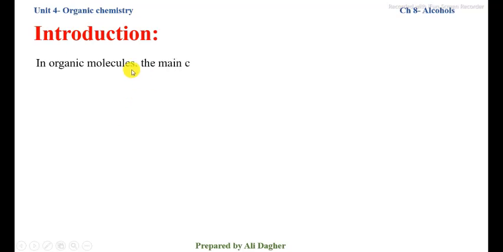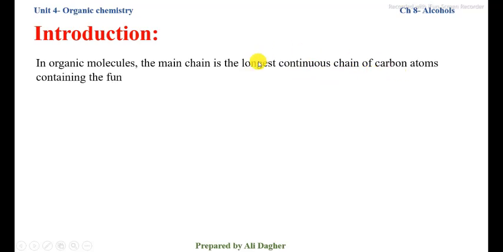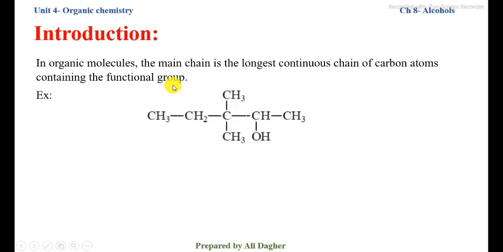In organic molecules, the main chain is the longest continuous chain of carbon atoms containing the functional group. Example: the main carbon chain in this organic compound is the one that has the longest straight carbon chain.